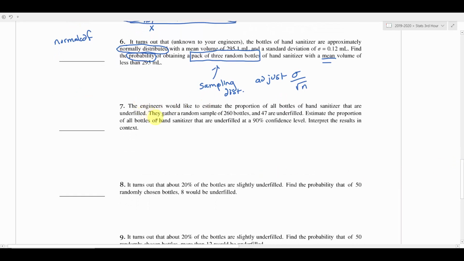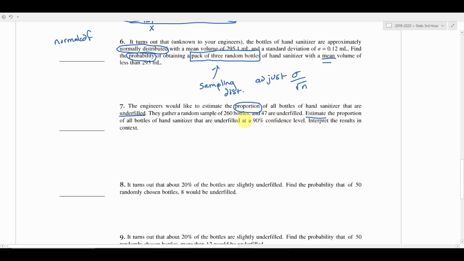Number 7. The engineers would like to estimate the proportion of all bottles of hand sanitizer that are underfilled. Okay, and I noticed the word proportion here. So proportion, underfilled. They gather a sample of 260 bottles, and 47 of them are underfilled. Okay, so we got a sample size there. Let's call underfilled a success. So we got 47 successes out of 260.